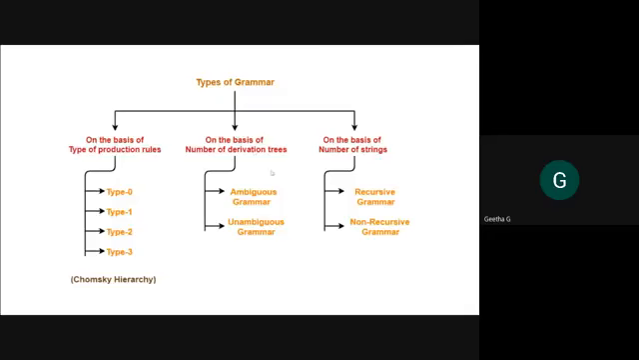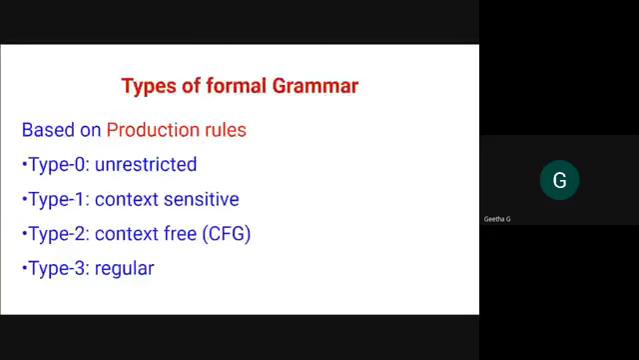On the basis of the derivation tree, you will have ambiguous grammar and unambiguous grammar. This also I had given once. Leftmost derivation, rightmost derivation, next class we will see those things. And the remaining we will see later.